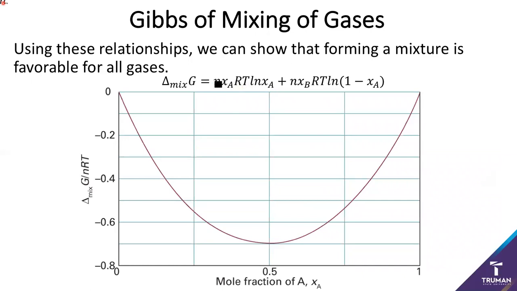So this means that the Gibbs free energy of mixing for both A and B are always going to be negative, which indicates that no matter what the mole fraction of A is, so no matter the composition of our system, for an ideal gas, mixing is always going to be favorable.